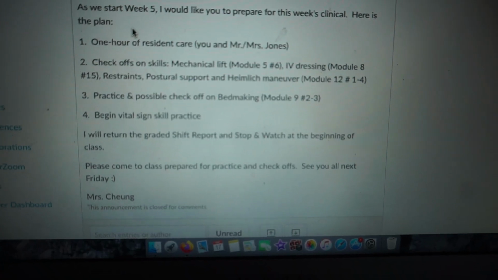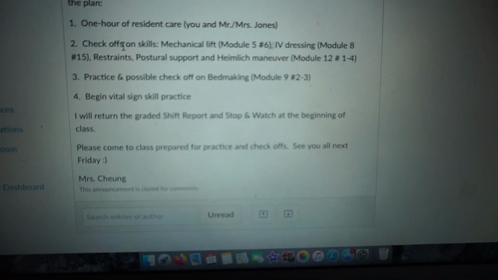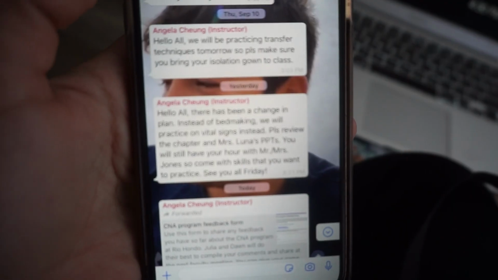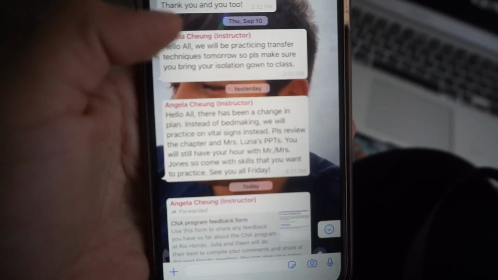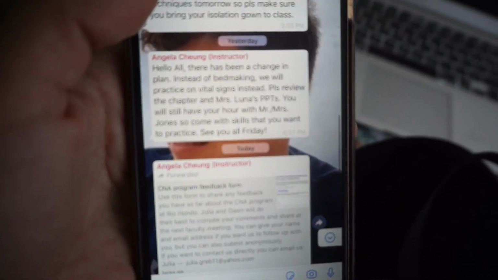Okay, so I always check Canvas first just to see the announcement that the professor made, because usually she'll mention the skills that we will be working on here, or she will send us a message through the group chat just because it's easier for her to communicate with us here, and she can keep tabs on us to see who actually read the message.